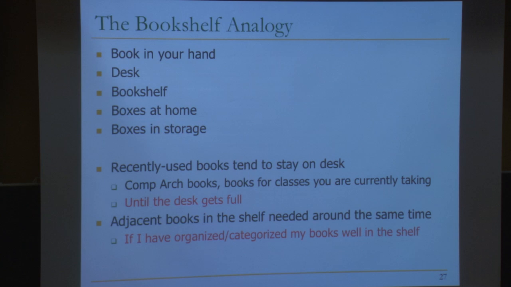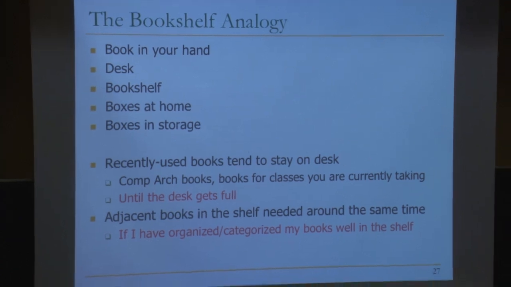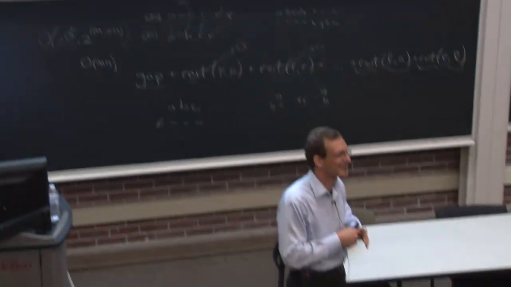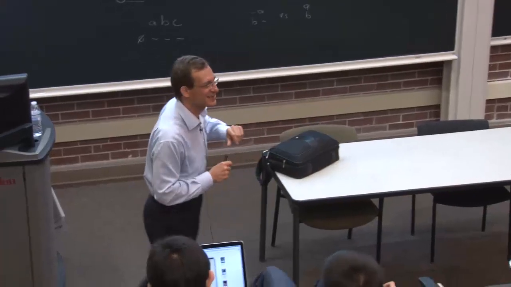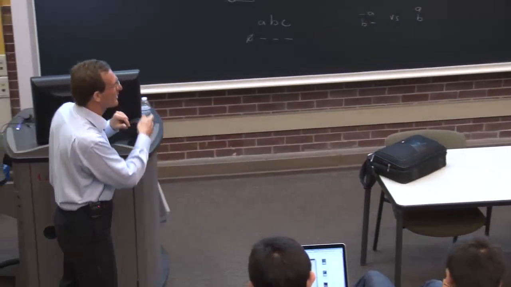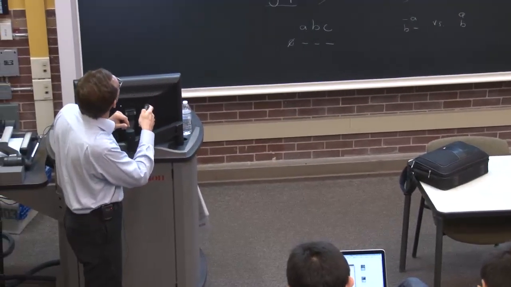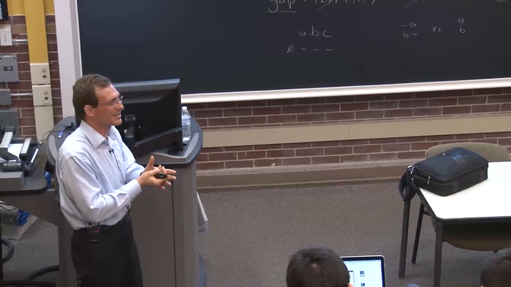OK. So there's an analogy that I like here. It's a bookshelf analogy. You can think of the books that you're reading as part of a memory system, right? I guess the books don't exist anymore, so what could it be? I guess Kindle? But anyway, let's go back to the books. You have a book in your hand. That's what you're currently using, right? This is your registers, perhaps.